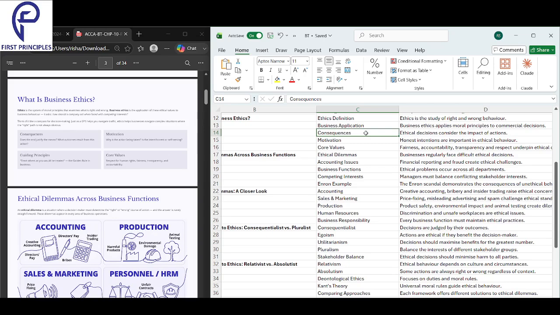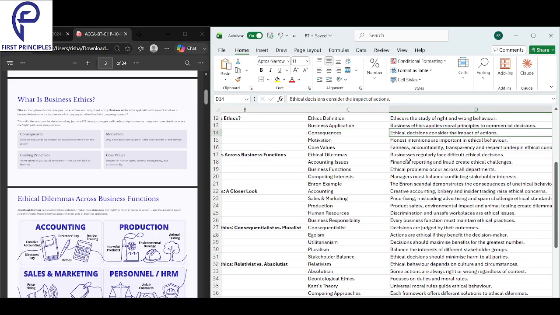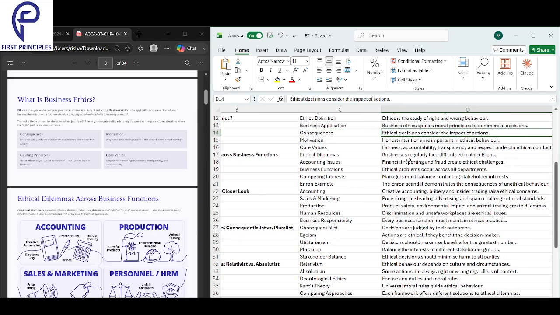Next, we are looking into the consequences. Ethical decisions consider the impact of actions. When we consider what is ethical, what we are really seeing is the impact of those actions. And then motivation. Honest intentions are important in ethical behavior. Whenever we talk about ethical behavior, honest intentions are very important.